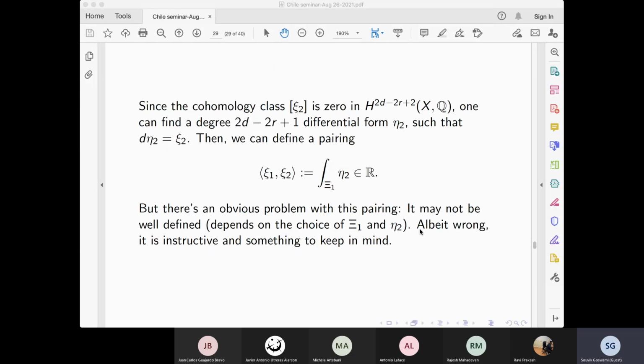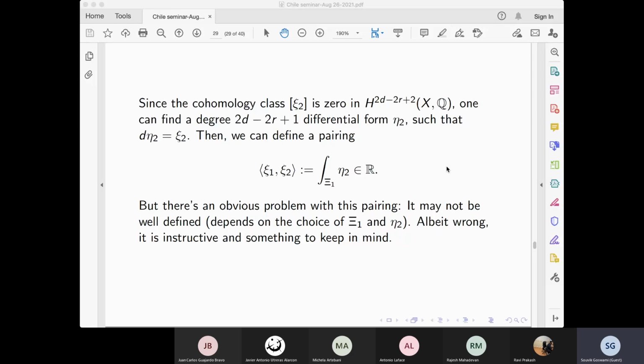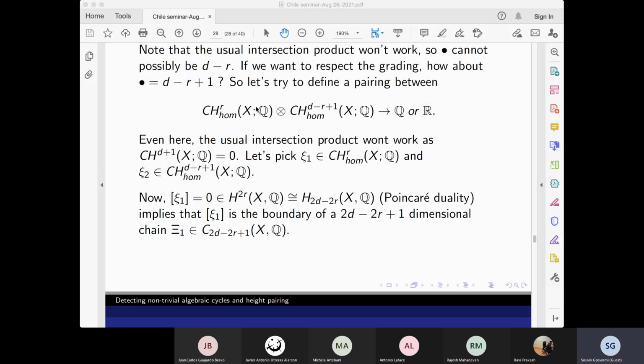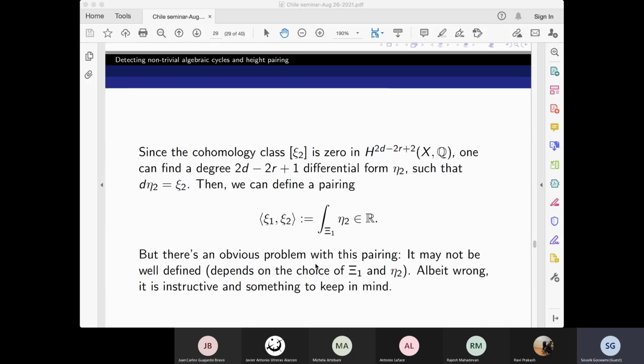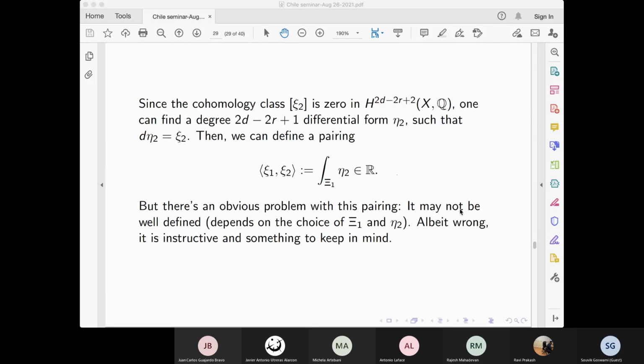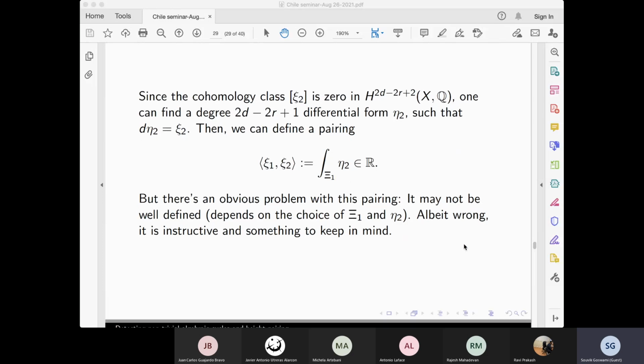Of course, there is a problem with this pairing, that this pairing is not well defined. So it depends on the choice of this chain or this form. Okay, so it's not well defined. And moreover, we want a pairing at the level of Chow groups. What we are doing here is defining a pairing at the level of algebraic cycles. So this is a good attempt, but wrong. But again, it's instructive and something to keep in mind.